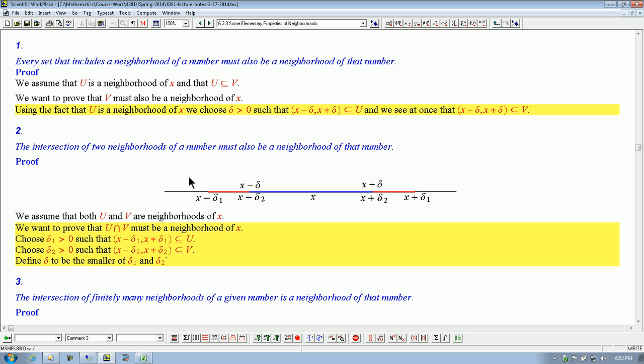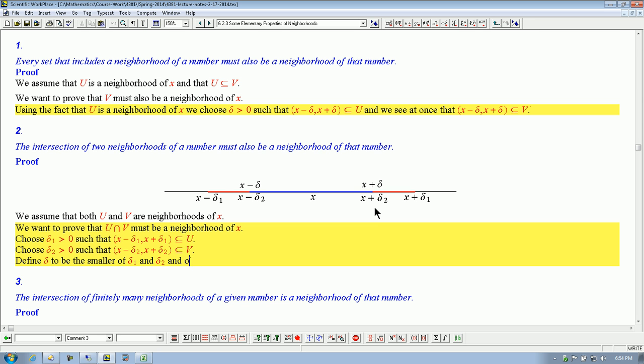Look at the picture. In this picture, I happen to make delta 2 smaller. And delta is delta 2. Had it been the other way, if delta 1 had been smaller, delta would have been delta 1. Then the interval running from x minus delta to x plus delta is a subset both of the interval running from x minus delta 1 to x plus delta 1 and a subset of the interval running from x minus delta 2 to x plus delta 2, because delta doesn't exceed either of them. You see? There you are.